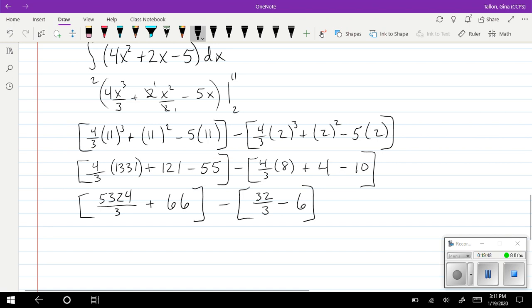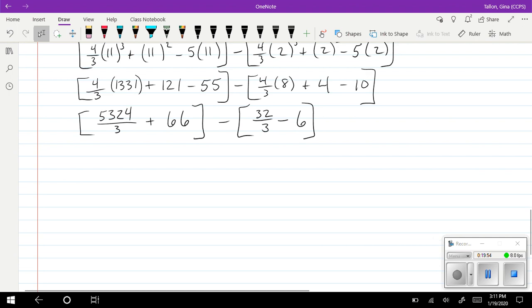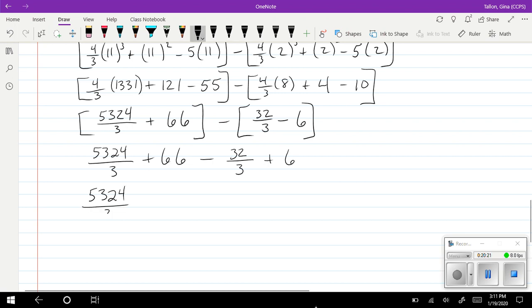Very nice. Now I'm thinking maybe I'll make a common denominator and put these things together. Another part of me says, no, go ahead and distribute and see what you get. Maybe everything will work out without having to divide too much and making common denominators. So that's what I'm going to do. I'm going to say 5,324 over 3 plus 66 minus 32 over 3. And now minus my negative 6 will give me a plus 6. That's going to work out kind of nice. Let's see. I'm going to just move things around a little bit. 5,324 over 3 minus 32 over 3 plus 66 plus 6.